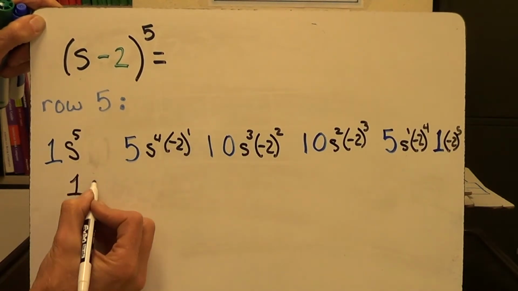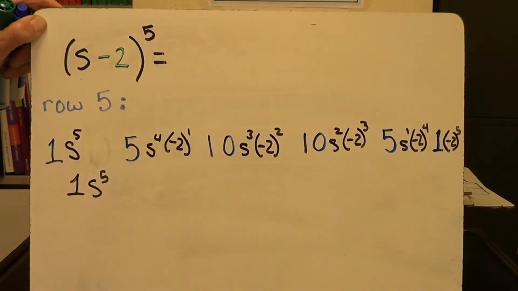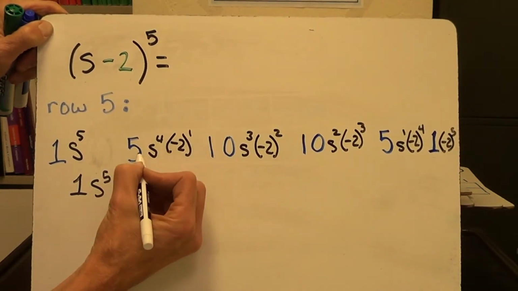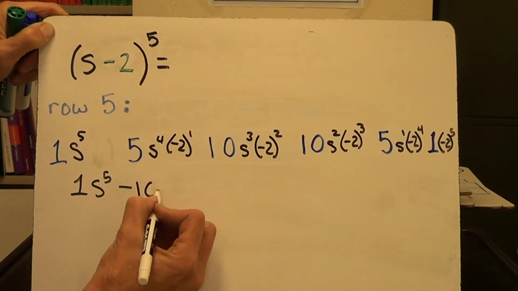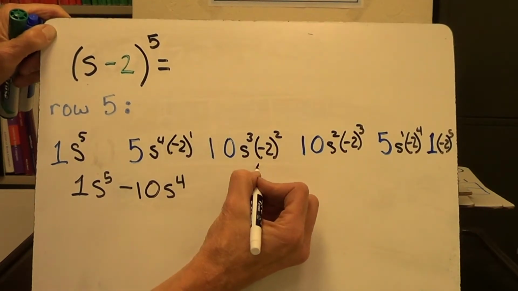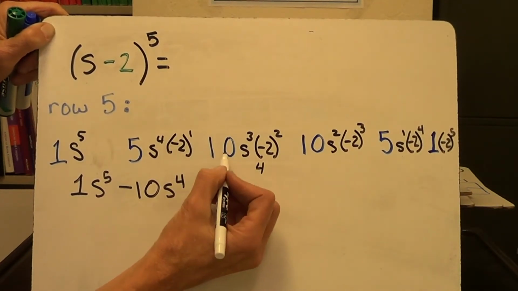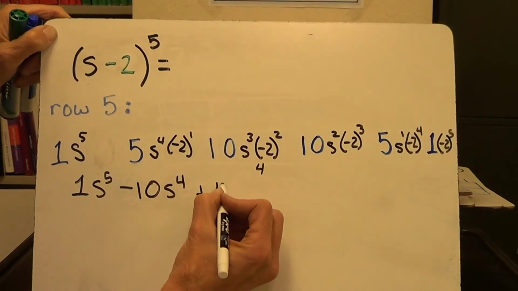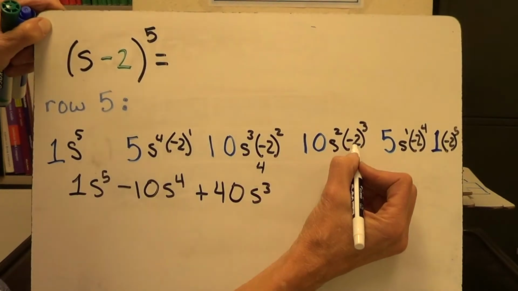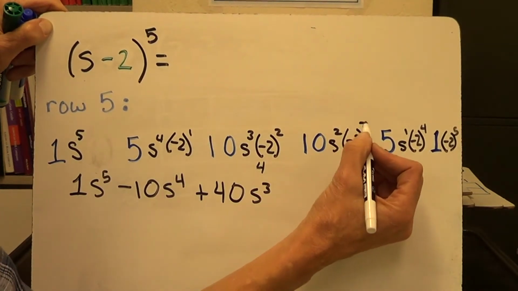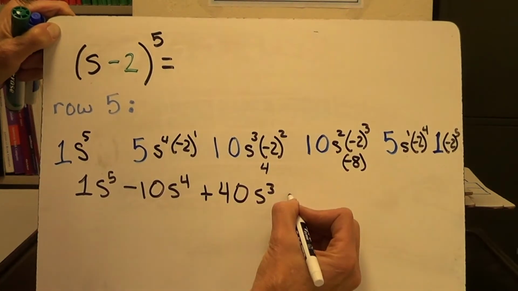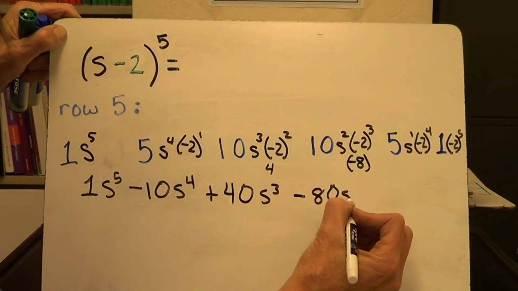This is 1s to the 5th. Negative 2 to the 1st is negative 2. Negative 2 times 5 is negative 10 s to the 4th. Negative 2 squared is 4, positive 4. Positive 4 times 10 is positive 40 s to the 3rd. Next one, negative 2 times negative 2 is 4, times negative 2 is negative 8. Negative 8 times 10 is negative 80 s squared.